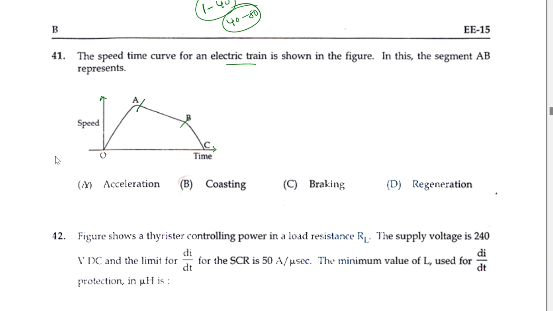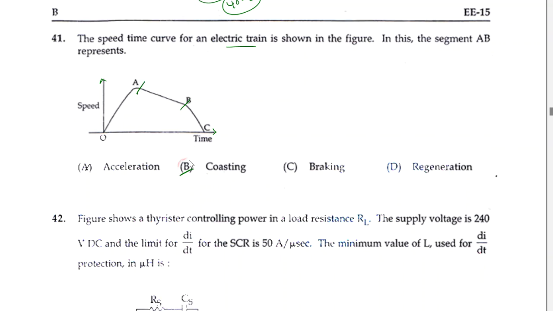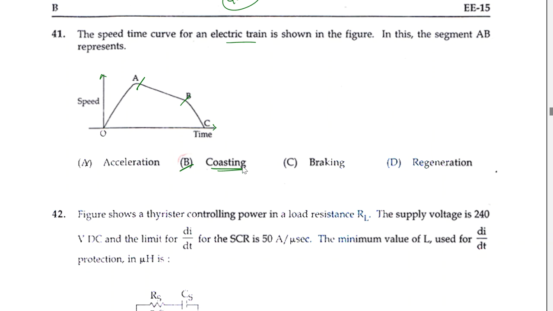Okay, so it's the speed time curve characteristics. We know that we have acceleration, coasting, braking, and regeneration parts. It depends upon the urban or suburban services here. Now from 0 to A it represents acceleration, from A to B it represents coasting, and from B to C it is braking. As per the given diagram, segment AB represents coasting. So coasting. Next one.